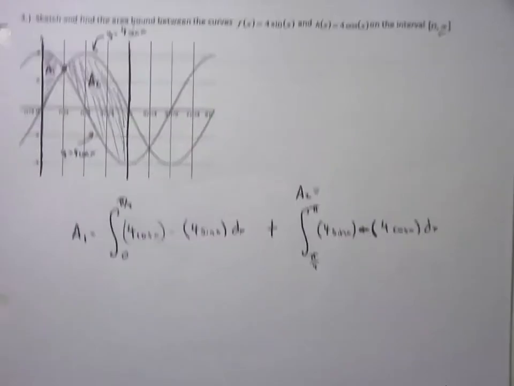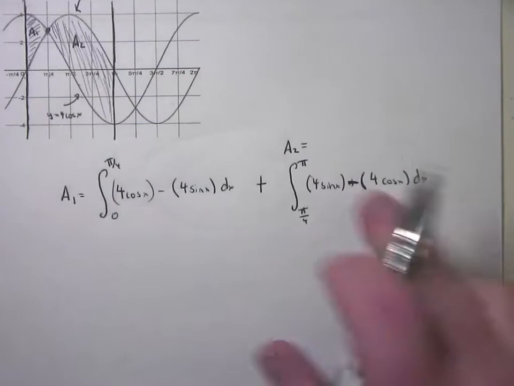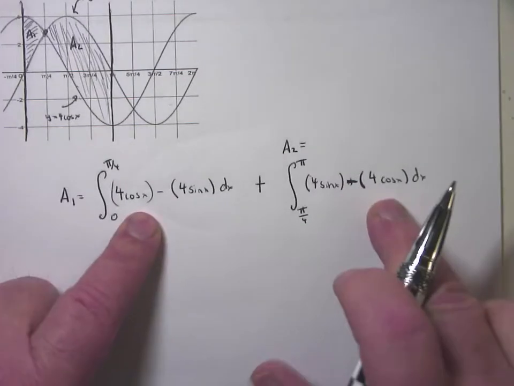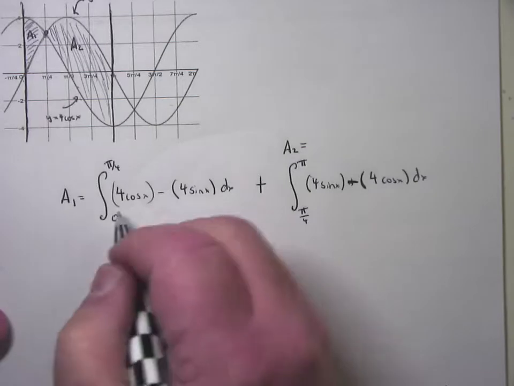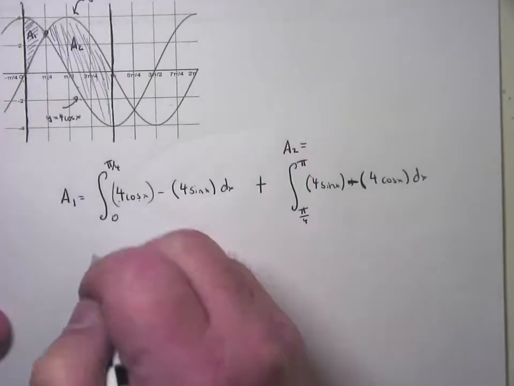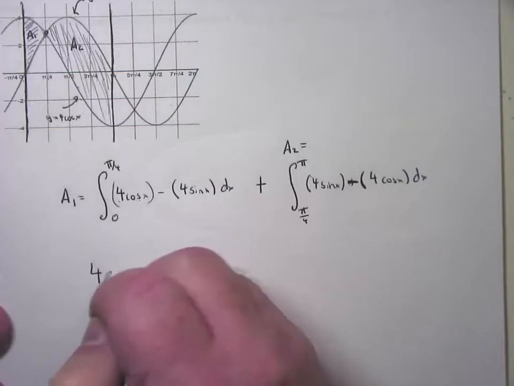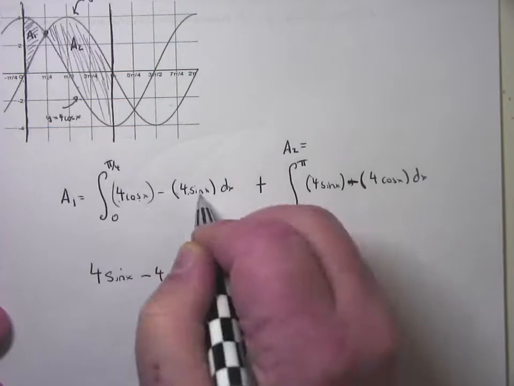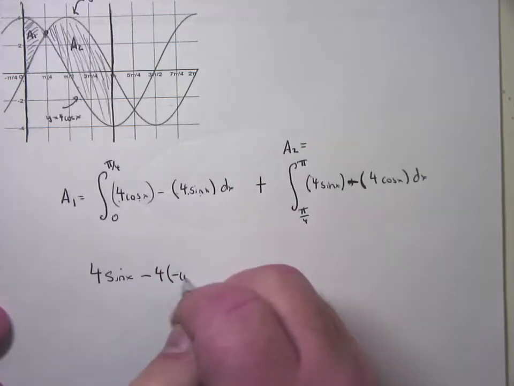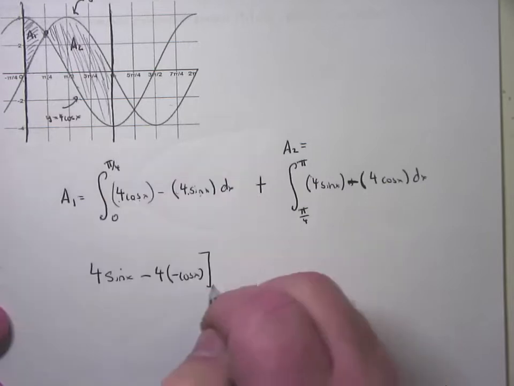So there's actually two different regions here. I labeled them as A1 and A2, and I'm going to add the two answers for my total area. So here we go, I've got to integrate this. Integral of 4 cosine of x: 4 is a constant, and the integral of cosine is sine of x, minus 4, holding the constant, the integral of sine of x is negative cosine of x. This part evaluated from 0 to pi/4.